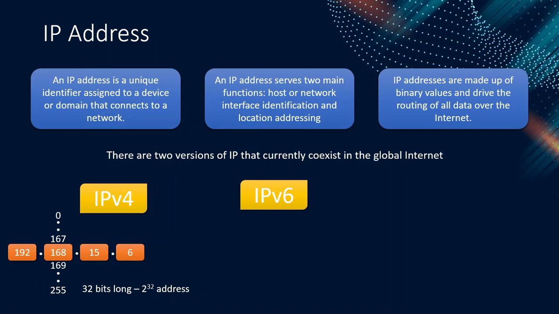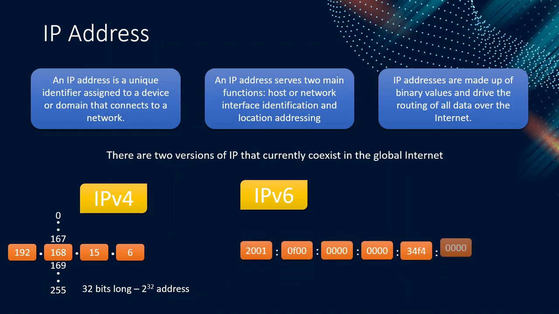So here comes IP version 6. Similar to IP version 4, but it has 8 sets of hexadecimal numbers ranging from 0000 to FFFF, making it 128 bits long. Hence 2 to the power 128 addresses, which is roughly 3.4 times 10 to the power 38 addresses. It will take a long time to exhaust those numbers.